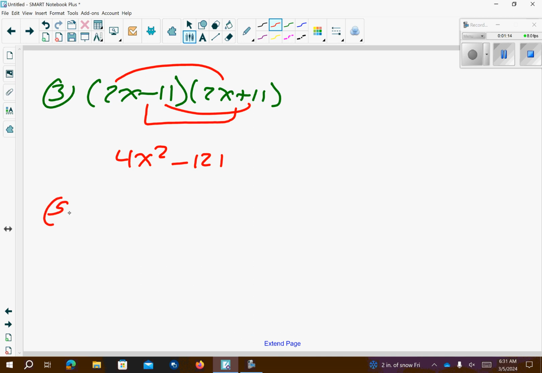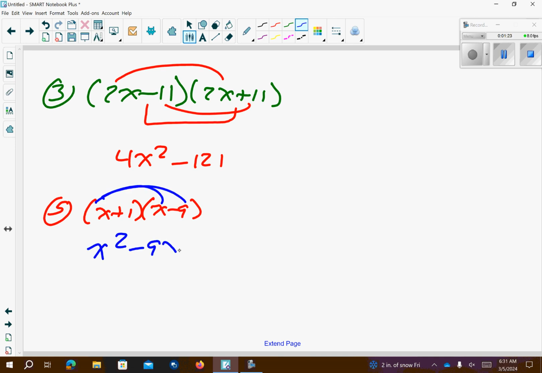Then we went to number 5. We have x plus 1 and x minus 9. So multiply here and here, so that's going to be x squared minus 9x plus 1x minus 9. X squared minus 8x minus 9.